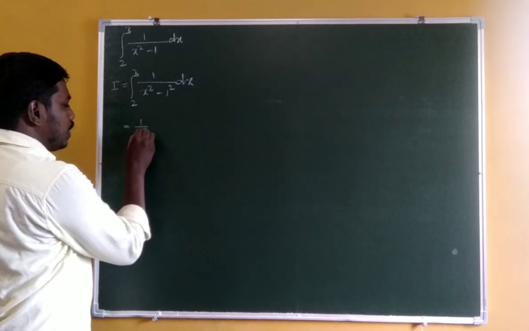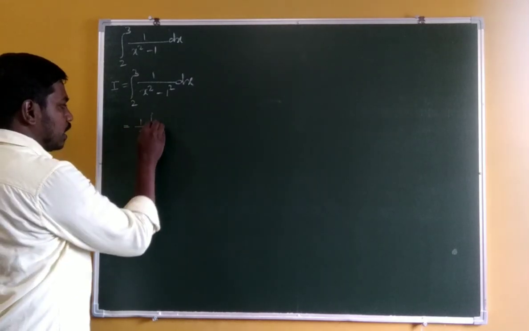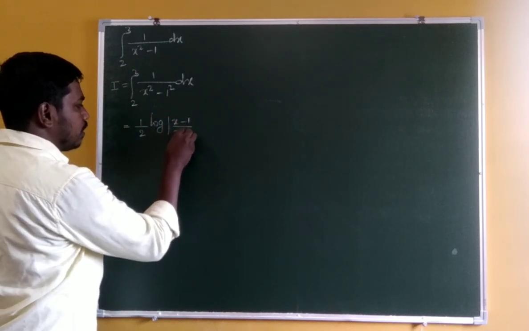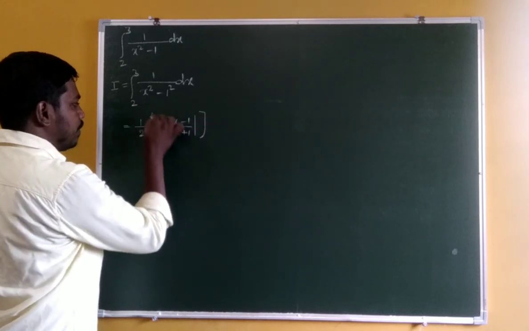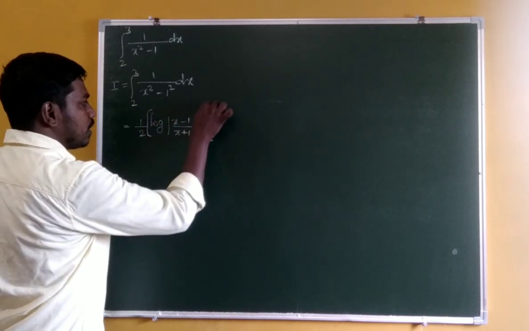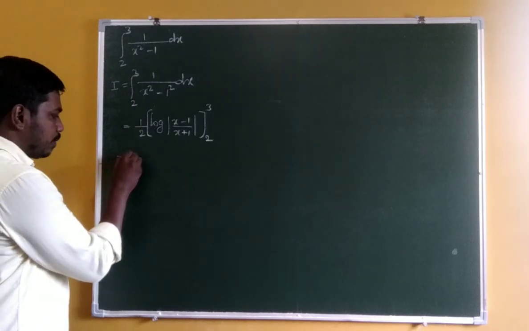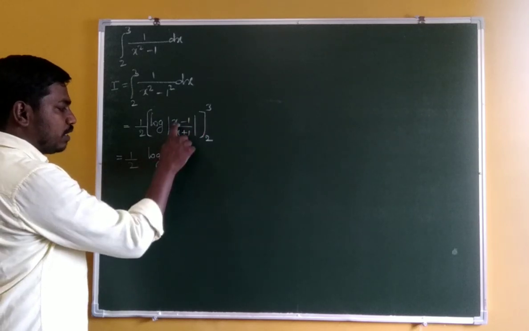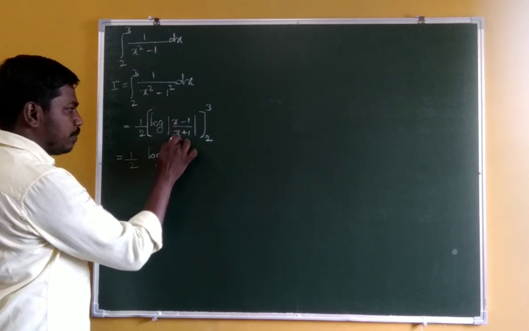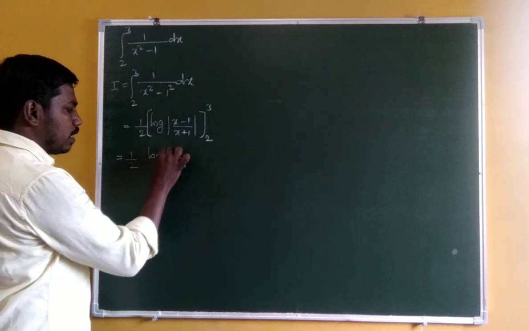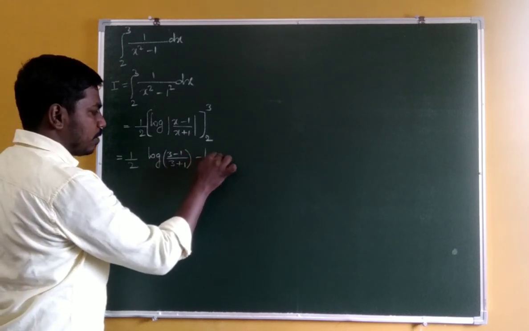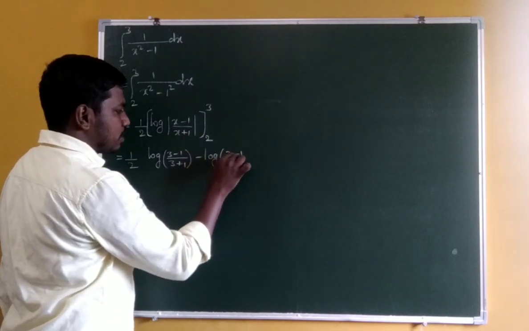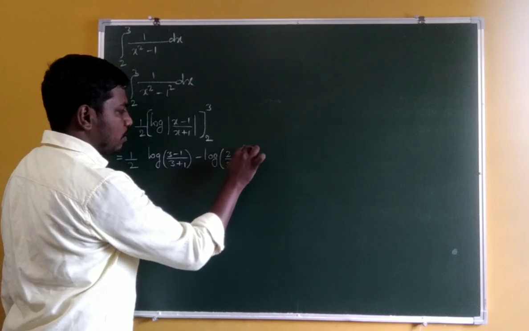So 1 over 2a, where a is 1. So log of modulus of x minus 1 divided by x plus 1, with limits from 2 to 3. Carry 1 by 2 separately. Log of the upper limit: 3 minus 1 divided by 3 plus 1, minus log of 2 minus 1 divided by 2 plus 1.